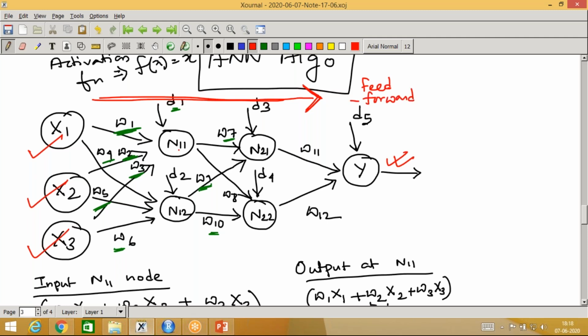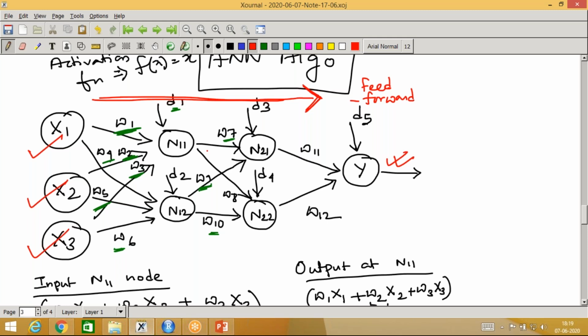That means every node is fed by the backward node. So x1, x2, x3 is feeding n11. x1, x2, x3 is feeding n12. n11 and n12 is feeding these two nodes. These two nodes are feeding y. So that's why it is called feed forward. Yes, for all the prediction cases, there will always be a difference between your observed and actual, and you want to find out how to reduce that distance in all prediction models.